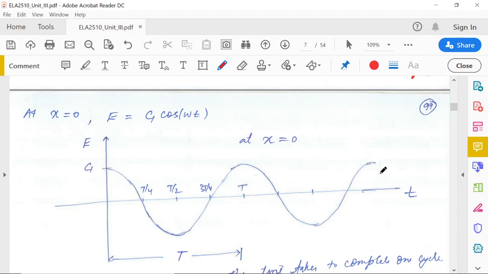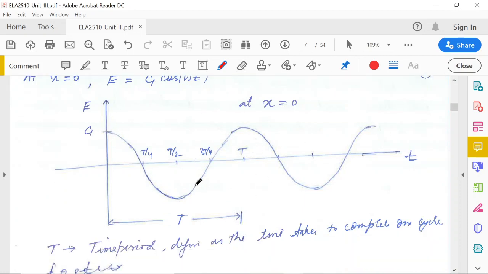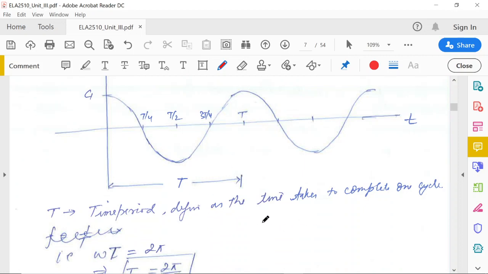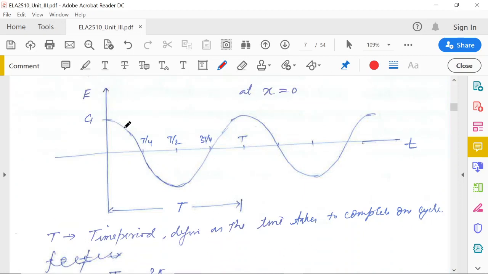If we plot this with time, it will again be a sinusoid, and we have the time period. Again, we define it as the time taken to complete one cycle. So as time passes and it reaches the same phase, the same point again, this is called one time period. So in the time domain we call it the time period, and in distance we call it the wavelength. Here we have T by 4, T by 2, 3T by 4 and T, and so on.